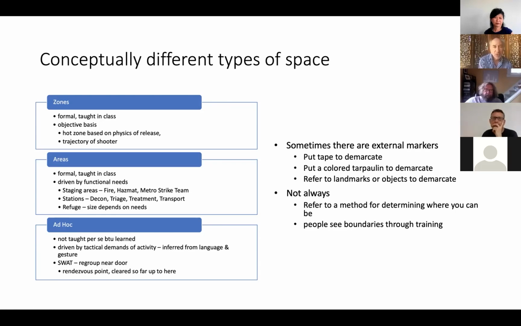And these zones are also defined, taught in class, and they are marked by things like the staging areas where the firemen come and where hazmat comes. Each group has a place they have to go. And then there are stations where you take people through decontamination, and then you triage them, and then you put them into a treatment area.